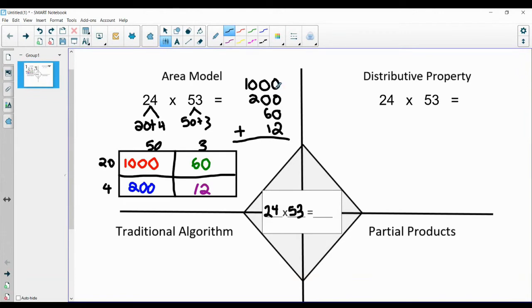So 0 plus 0 plus 0 plus 2 is equal to 2. 6 plus 1 is equal to 7. 0 plus 2 is equal to 2, and 1 plus 0 is equal to 1. So 24 times 53 is equal to 1,272.